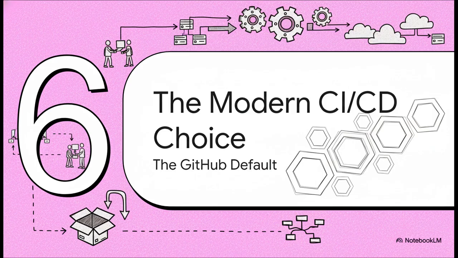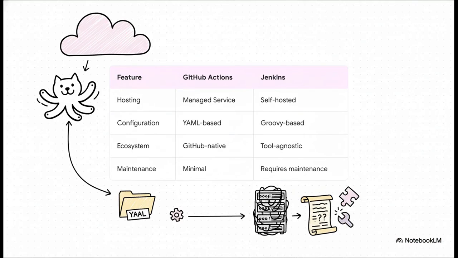All right, let's zoom out and bring this all home. Why has GitHub Actions become the default, the go-to choice for so many developers and teams out there? And honestly, when you put it side by side with a classic tool like Jenkins, the difference becomes pretty stark. Actions is a managed service, no servers for you to maintain. It uses simple YAML files instead of complicated scripting languages. But the biggest thing is that it's native to GitHub. That seamless integration means way less maintenance for you.